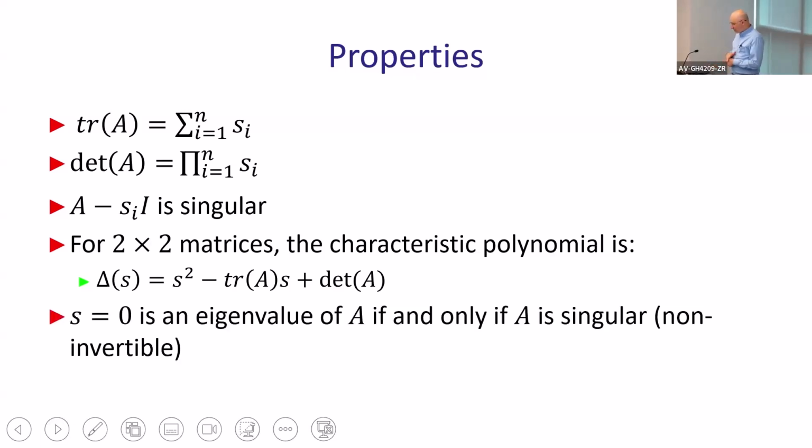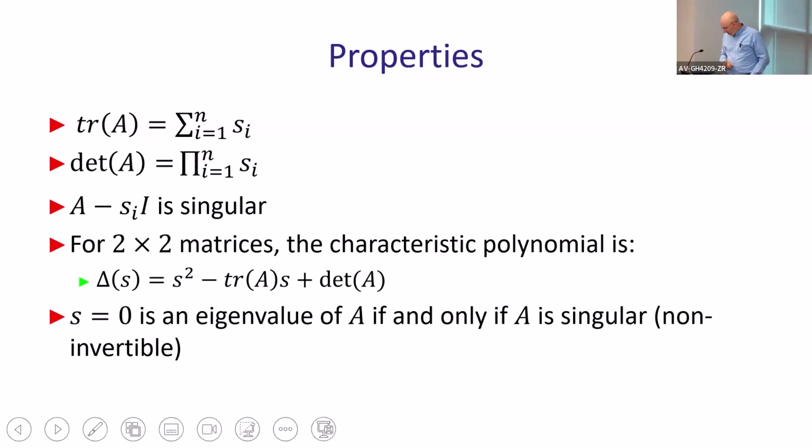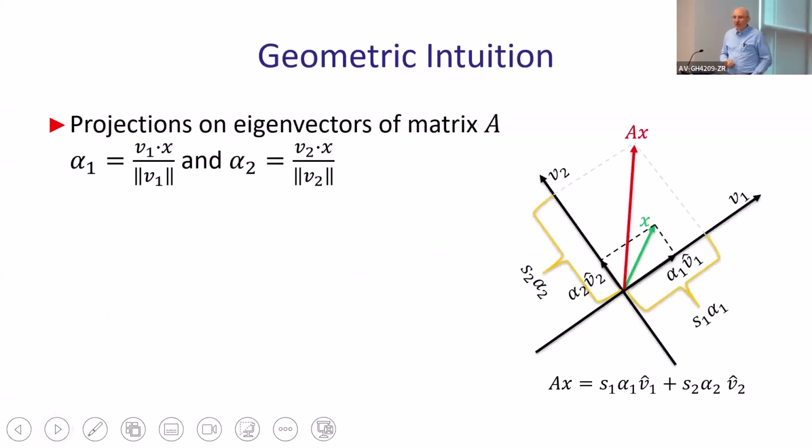Okay, another property: s equals 0 is an eigenvalue of matrix A if and only if A is singular. And this is also obvious from the third property here, because if s equals 0, you get just A singular. It's practically a particular case of that type of equation. Any questions so far?